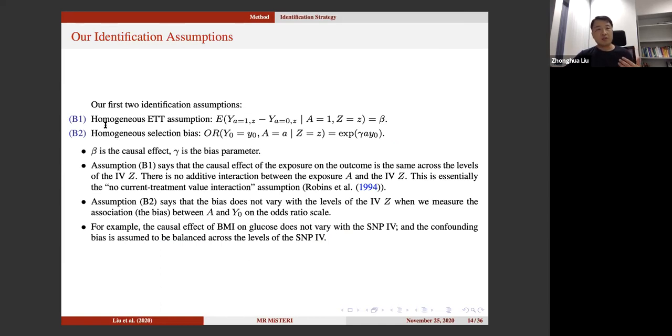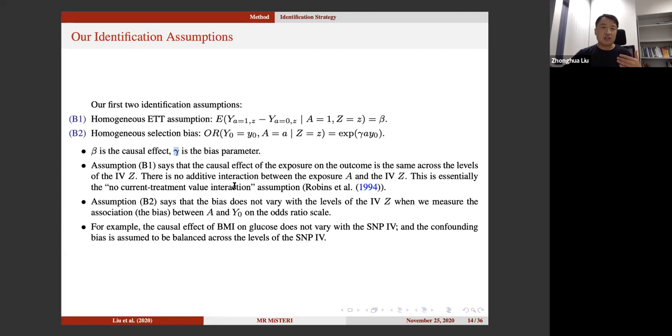Now, here are the 2 assumptions, B1 and B2. The first one is called the homogeneous causal effect assumption, ETT, effect of treatment on the treated. We assume this causal effect will not change across the levels of the 2 strata, across the levels of Z, the IV. We also have the homogeneous selection bias assumption. This bias is measured on the odds ratio scale, by the association between the treatment A and the potential outcome Y0. So this bias does not depend on Z, as you can see here. This gamma parameter, which is a log odds ratio, captures the bias. So we have beta, the causal effect, and the bias is the gamma parameter.